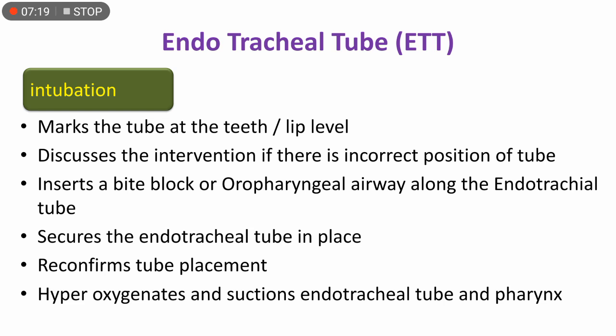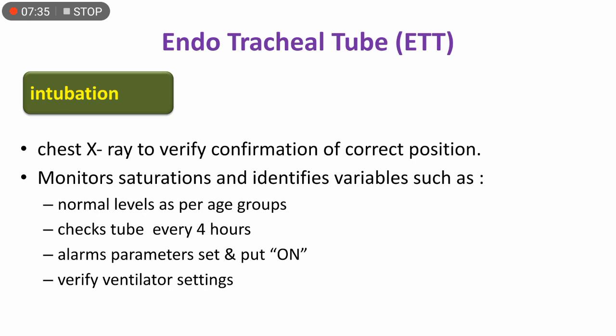Insert a bite block or oropharyngeal airway along the endotracheal tube to prevent biting by the patient. Secure the endotracheal tube in place. Reconfirm tube placement. Hyperoxygenate and suction the endotracheal tube and pharynx. Chest X-ray to verify correct position. Monitor saturation and identify variables such as normal levels as per age groups.